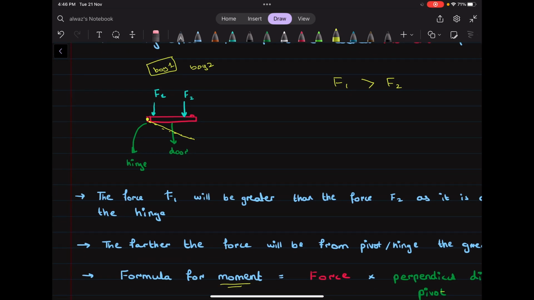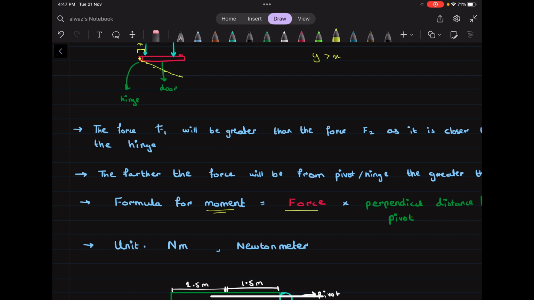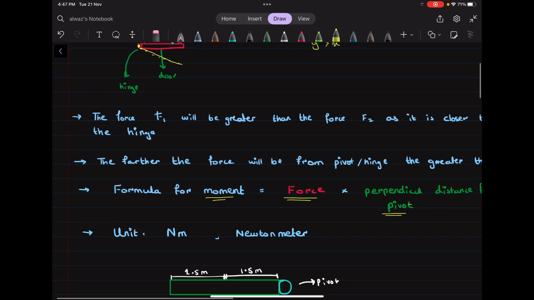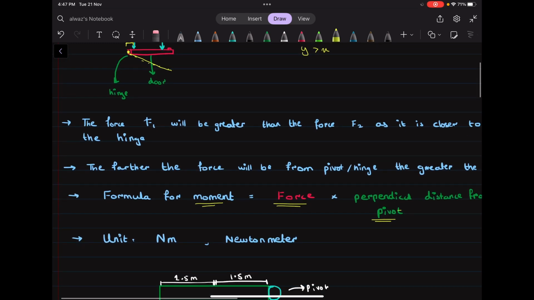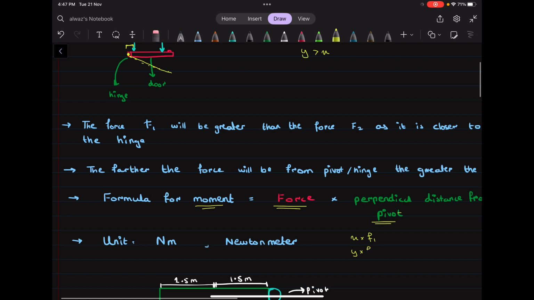Now as we can see, boy 1 is standing closer to the pivot, which means that the distance between the force by boy 1 and the pivot is smaller. This is x, and the distance between boy 2 and the pivot is larger, y. We can see that y is larger than x. As we know, the formula for moment is the force multiplied by the perpendicular distance. So the moment for boy 1 is x multiplied by F1, and the moment for boy 2 is y multiplied by F2.